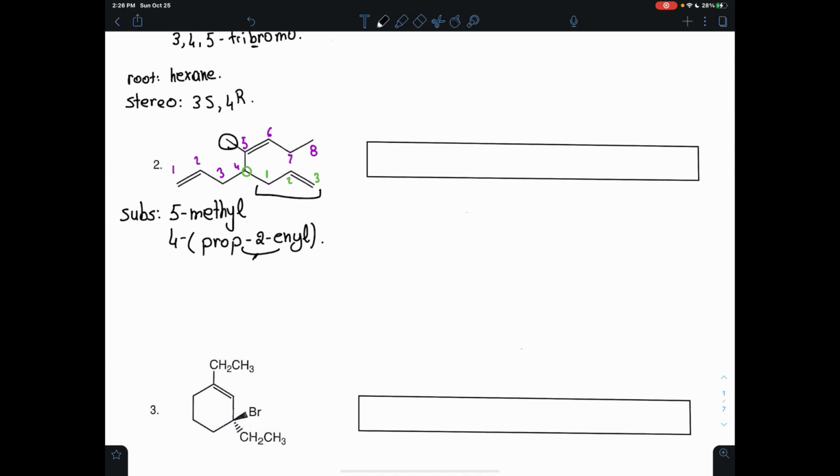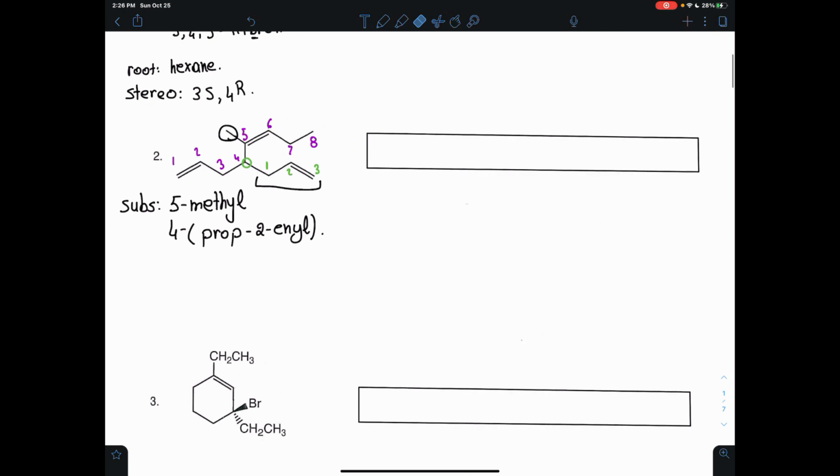Alright, so do we have any other subs? It doesn't seem like it. So now let's look at the family, the root. So I know it's an 8 carbon, right? So that's an octa.